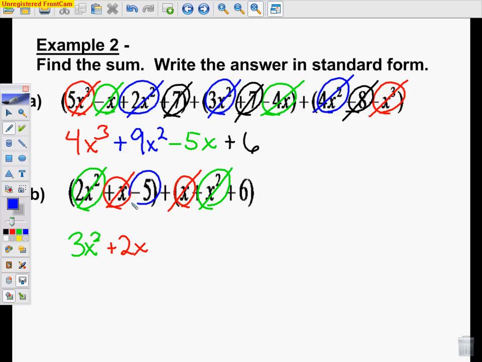We have a negative 5 and a positive 6. Negative 5 plus 6 is positive 1. And those are done. And there you go. All right, let's move on.